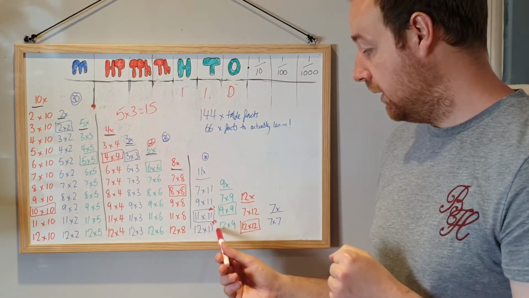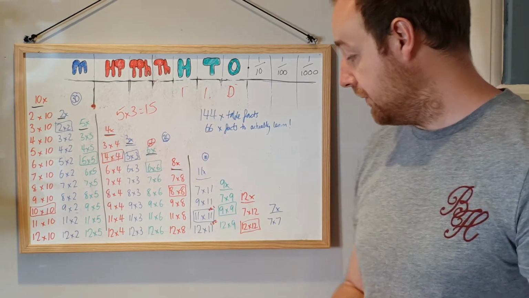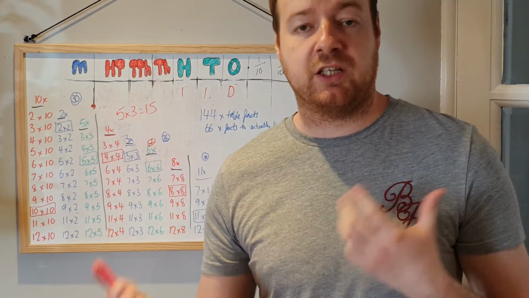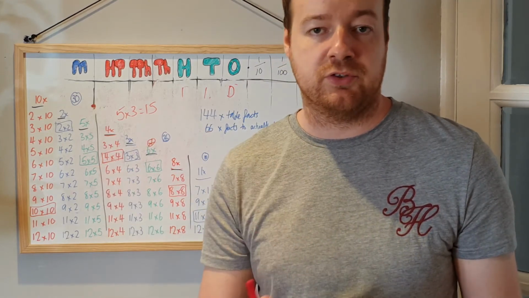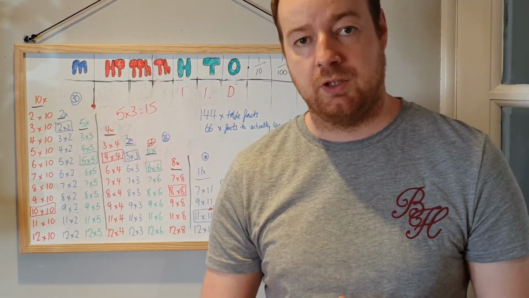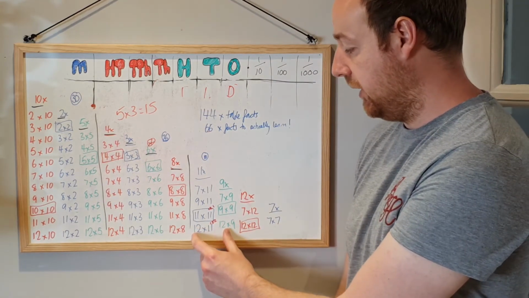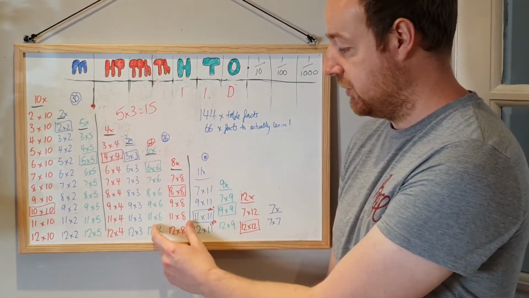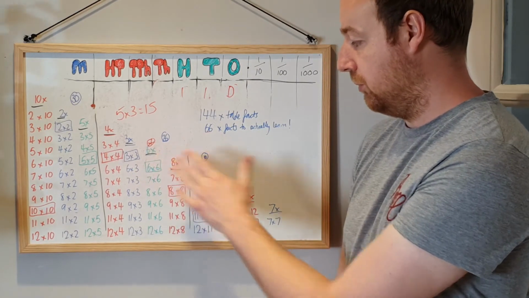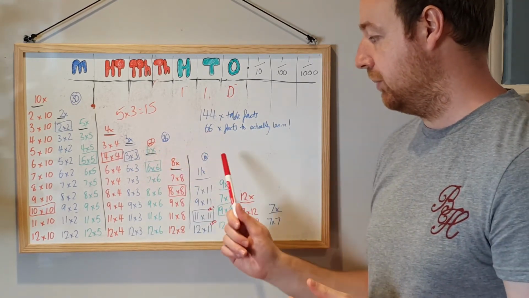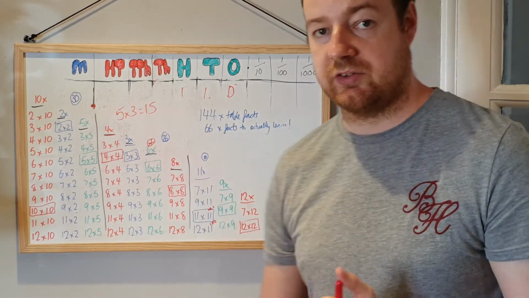12 times 9, 12 times 10 is 120, take away 12 would be, take away 10 would be 110, take away 2, 108. So an easy way of using your 9 times tables. Now you can see why I think these two here are probably a bit simpler, and you could probably move them into this section here, swap some numbers over, and practice your 7 and 8s over this section instead.